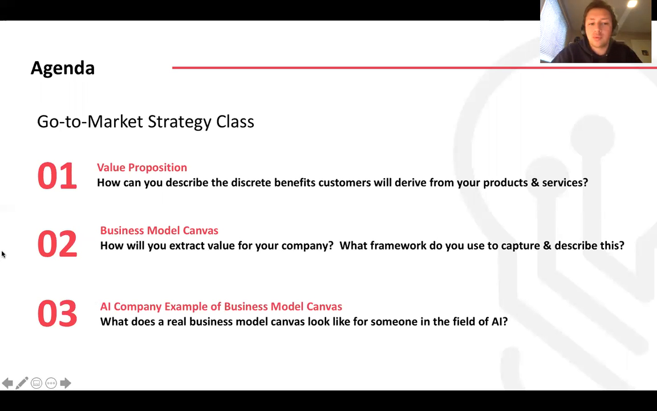Agenda for today is going to be three things. It's going to be talking about the value proposition. How can you communicate the discrete benefits customers will derive from your products and services? Second, the business model canvas. So how will you extract value for your company from this value proposition? What framework will you use to capture and describe this? Third, an AI company example of a business model canvas. I'll be throwing in some examples of a value prop canvas and a business model canvas to give you an understanding of what it could look like for your business and what it actually is in general.